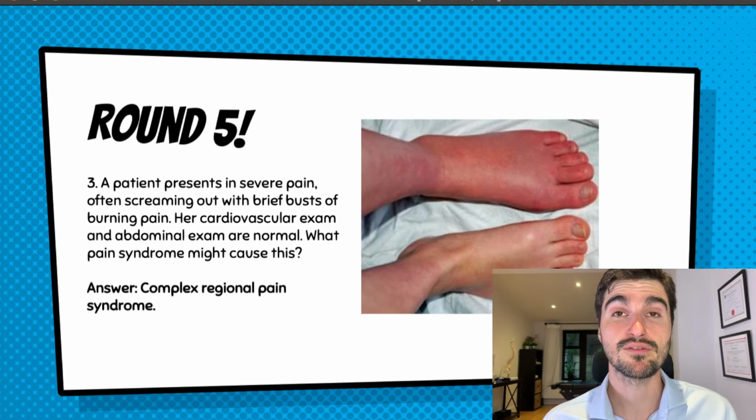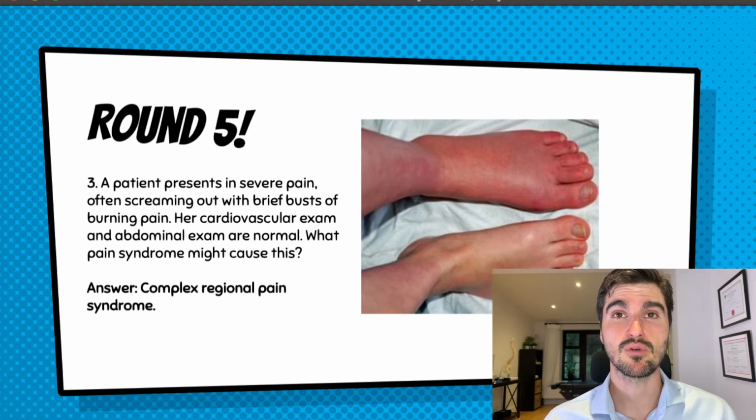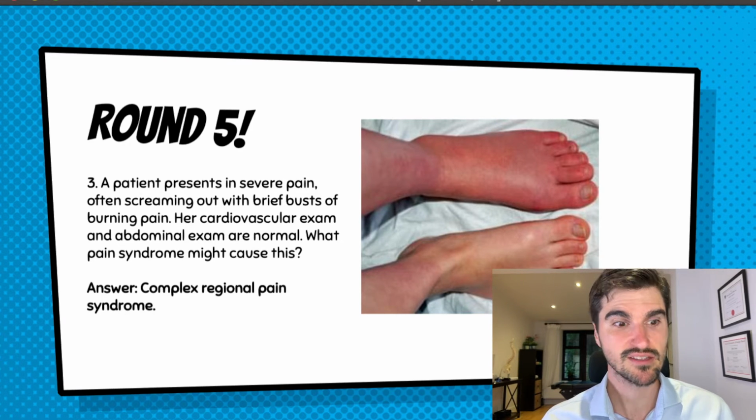So the answer is complex regional pain syndrome. It used to be called reflex sympathetic dystrophy or causalgia. So I've seen a few cases of this and it is horrific. Patients literally will be sitting on your bench doing nothing at all, and they will just start screaming, and there's nothing you can do to help them with it at that moment in time.